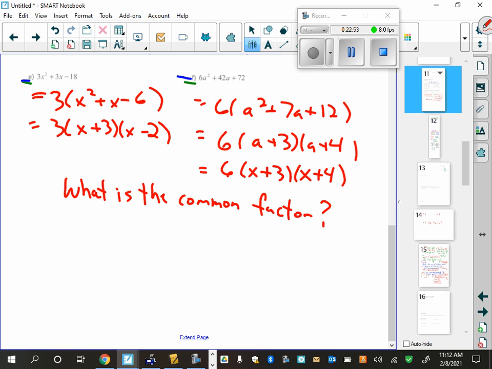Okay, the common factor, somebody or everyone, what is it? 3. Close. 6. Not quite. Oh, this is a hard question when you first see it. Yeah, it's whatever they have exactly the same.